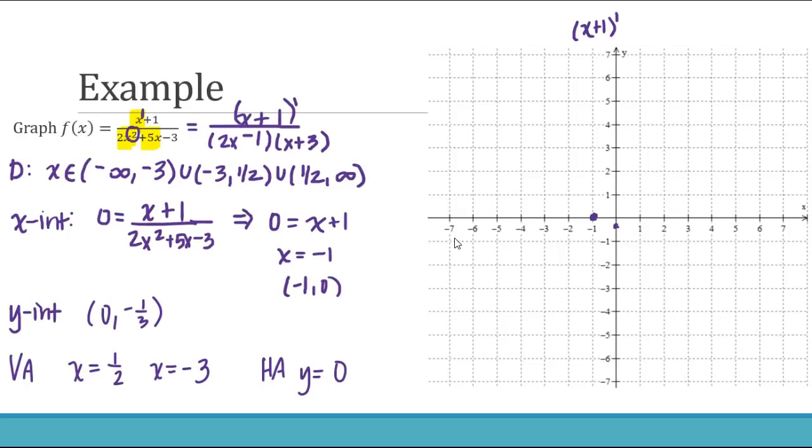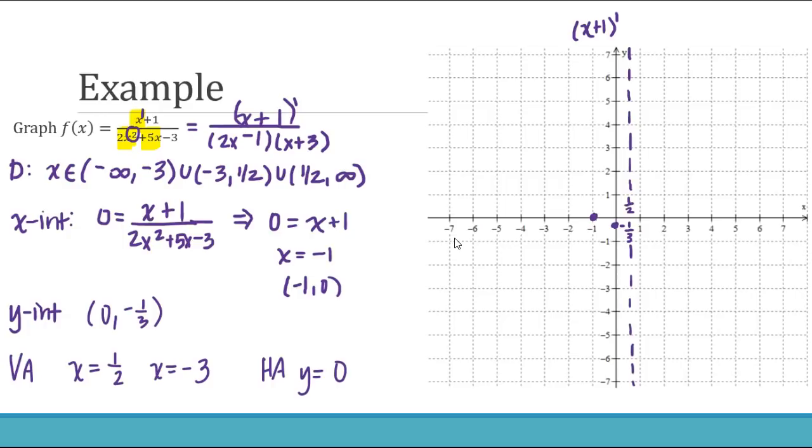So that's about right here, right? That's about negative 1/3. And then I'm going to go ahead and graph my vertical asymptotes. So my vertical asymptotes happen at x equals 1/2. So 1/2 is right here, that x value 1/2. So I'm going to go ahead and draw myself a vertical asymptote at x equals 1/2.